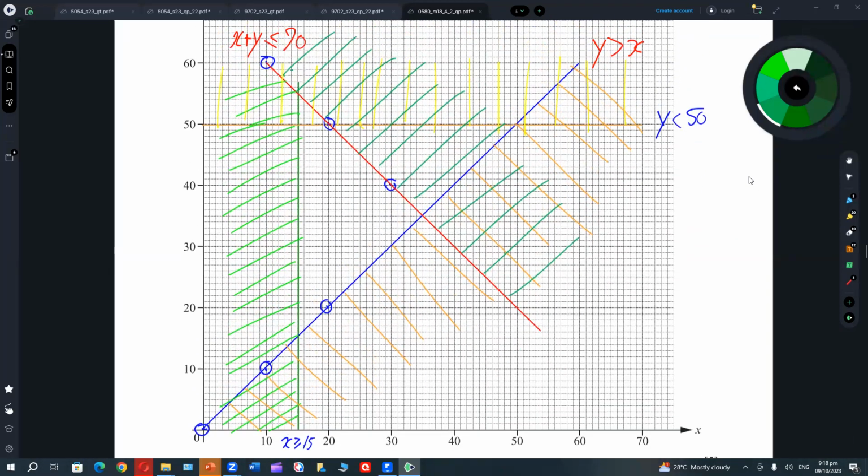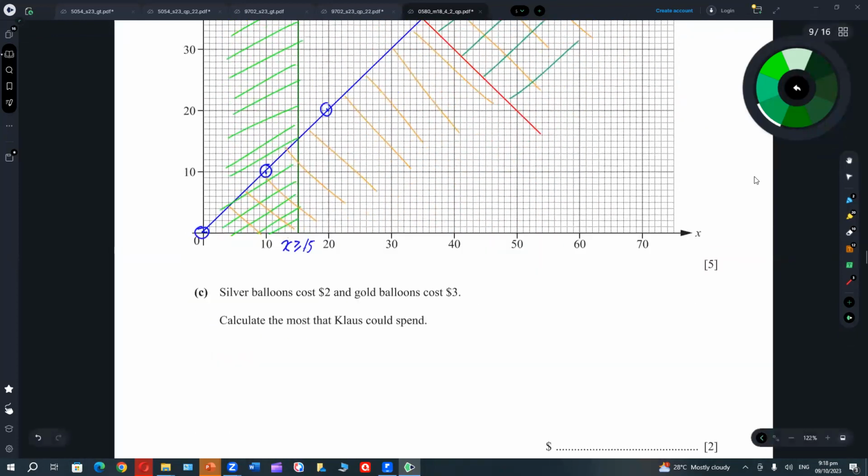This is called linear programming. Very simple topic, but shading should be with a nice light hand. Silver balloons cost 2 and gold balloons cost 3. So what will be the equation if I use these terms? Silver was X and gold was Y. So I have 2X plus 3Y.